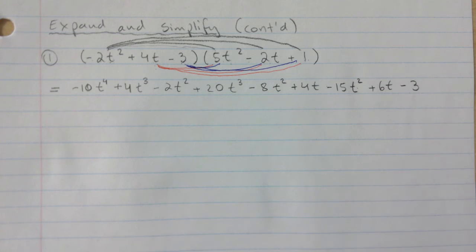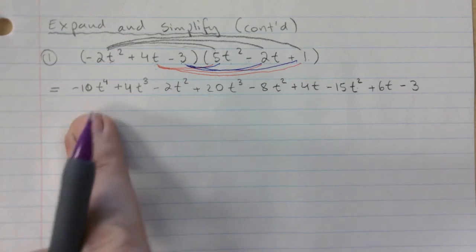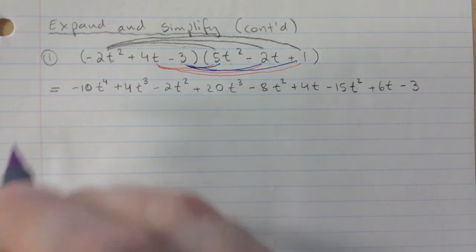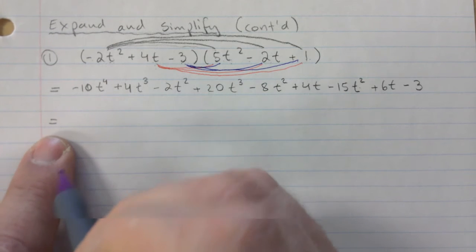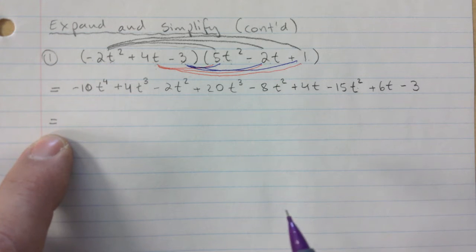A 2 by 2 gives you 4 terms. A 2 by 3 gives you 6 terms, right? You kind of look at that as a pattern because you could forget one and then it throws everything off, right? So let's collect our like terms.